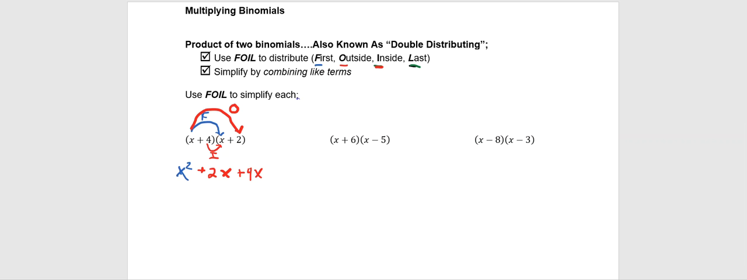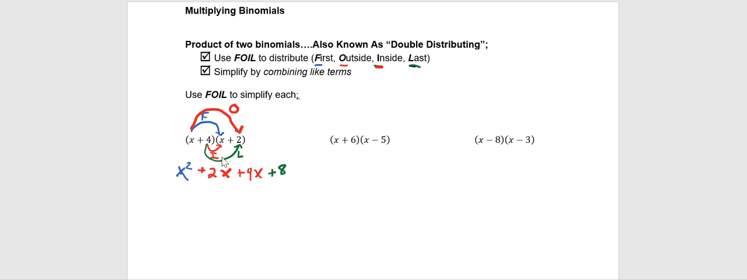But then one more time, I can take this 4, if we were to envision it being all by itself outside this parentheses, I can distribute to the x, and I can distribute to the 2, that's the L. 4 times 2 we know is 8.